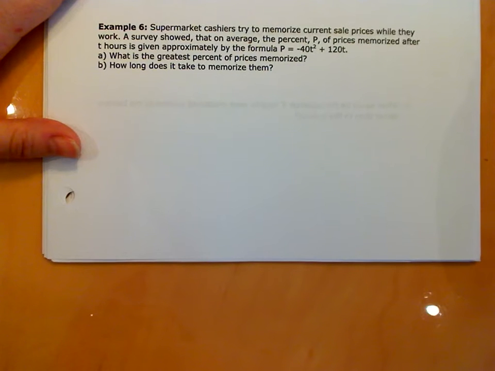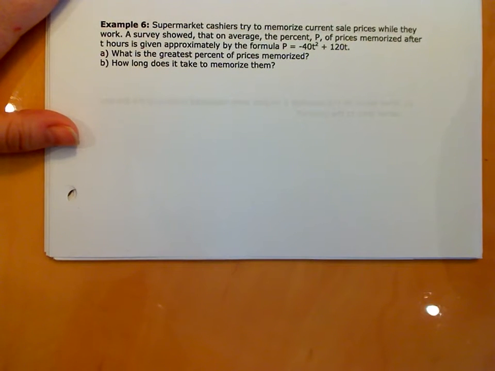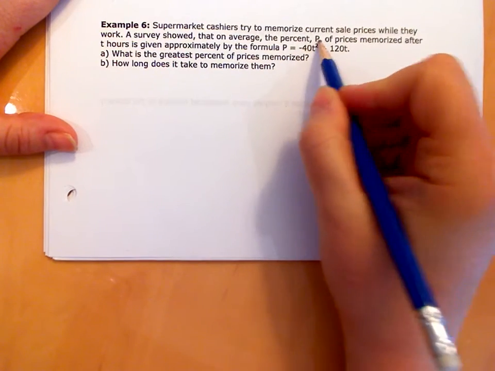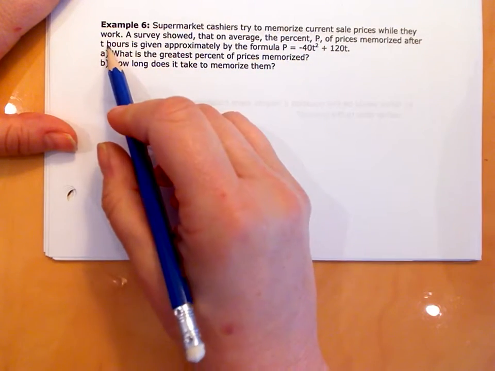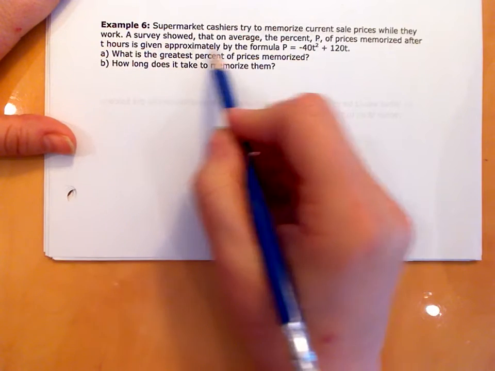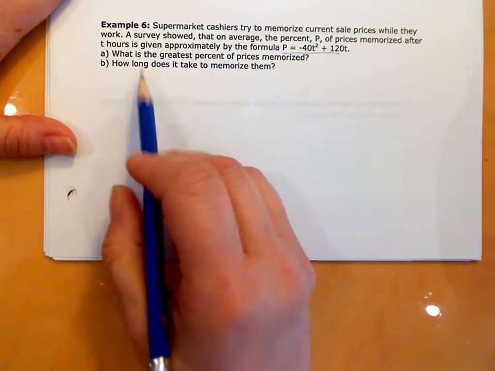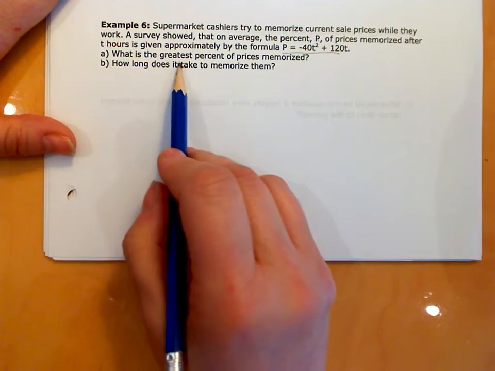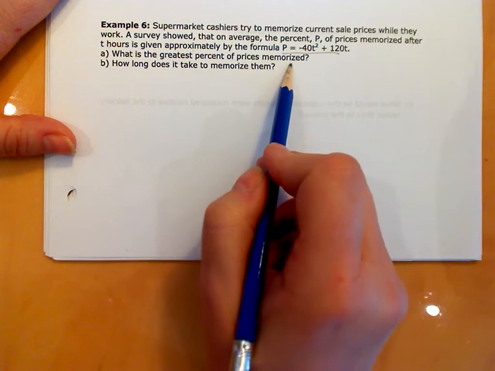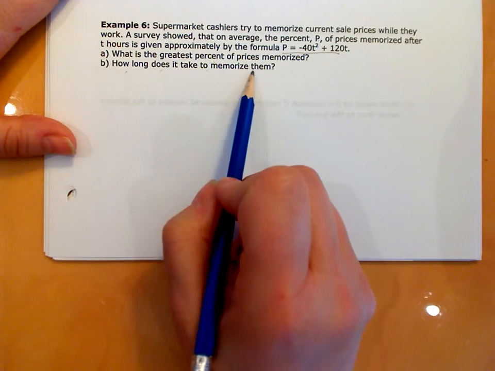Okay, let's take a look at some of the word problems. Supermarket cashiers try to memorize current sale prices while they work. A survey showed that on average, the percent P of prices memorized after T hours is given approximately by this formula. What is the greatest percentage of prices memorized, and how long does it take to memorize them?